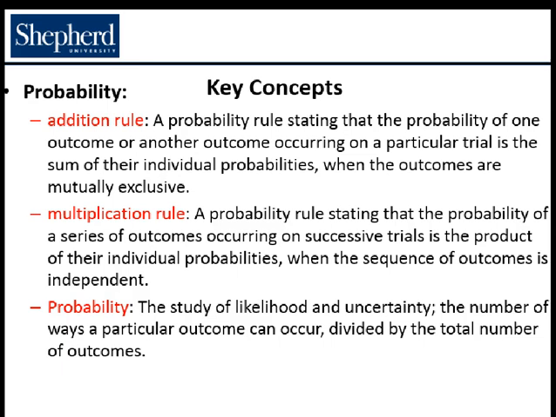The addition law is an OR condition. In other words, either event A will occur or event B will occur, or both. To find out the probability of A or B occurring, you add the probability of A to the probability of B.